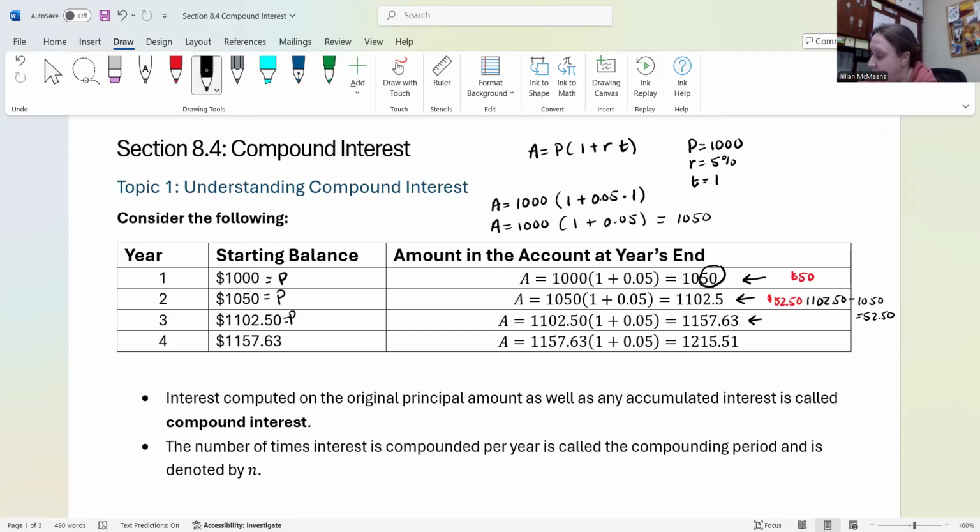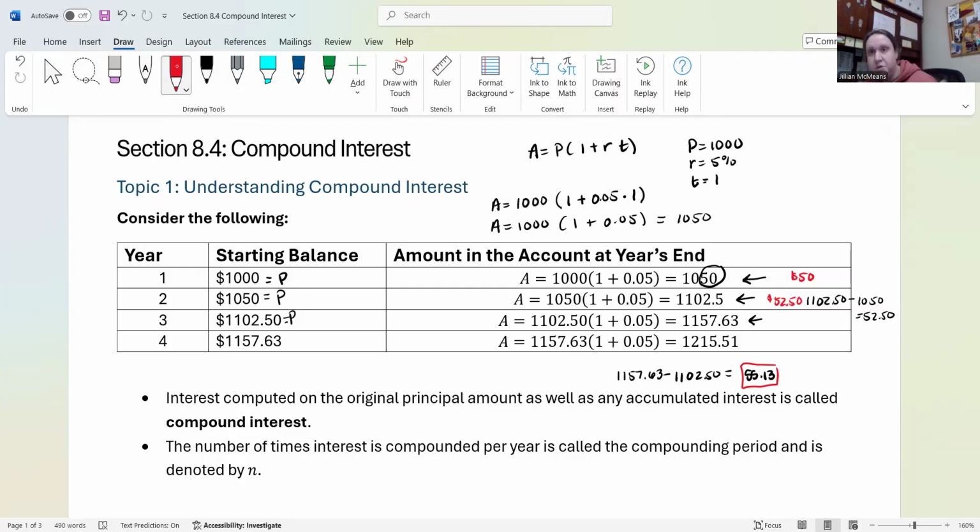and my balance would now be $1,157.63. If we did the same thing, let me do it down here, $1,157.63, subtract what we started with, $1,102.50. So let's do a quick calculation: 1157.63 minus 1102.50. And we earned $55.13 in interest.